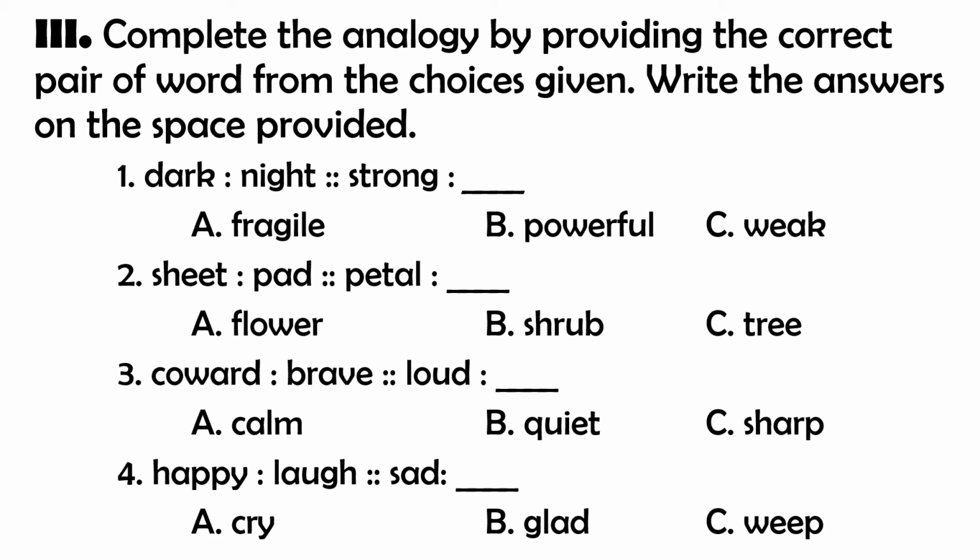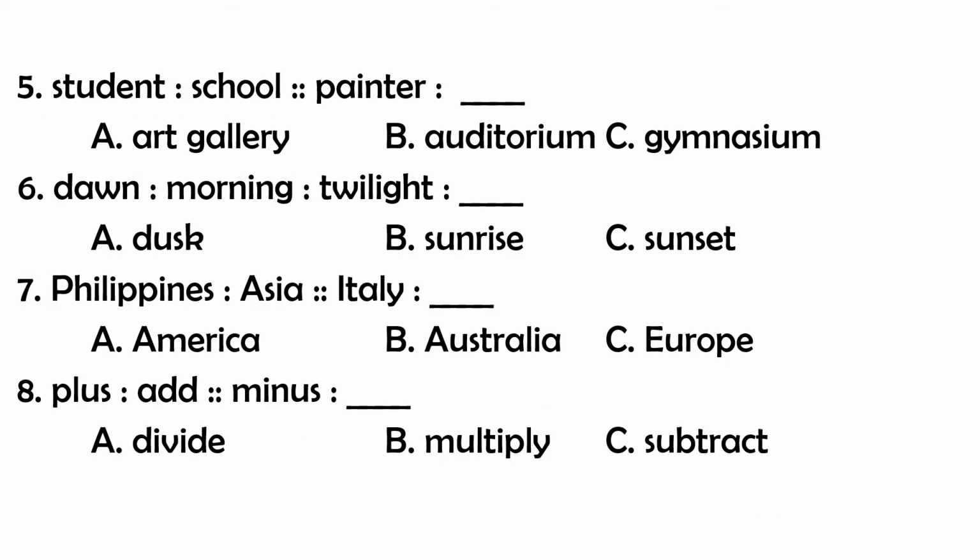Number 4. Happy is to laugh, as sad is to blank. A. Cry. B. Glad. C. Weep. Number 5. Student is to school, as painter is to blank. A. Art gallery. B. Auditorium. C. Gymnasium.